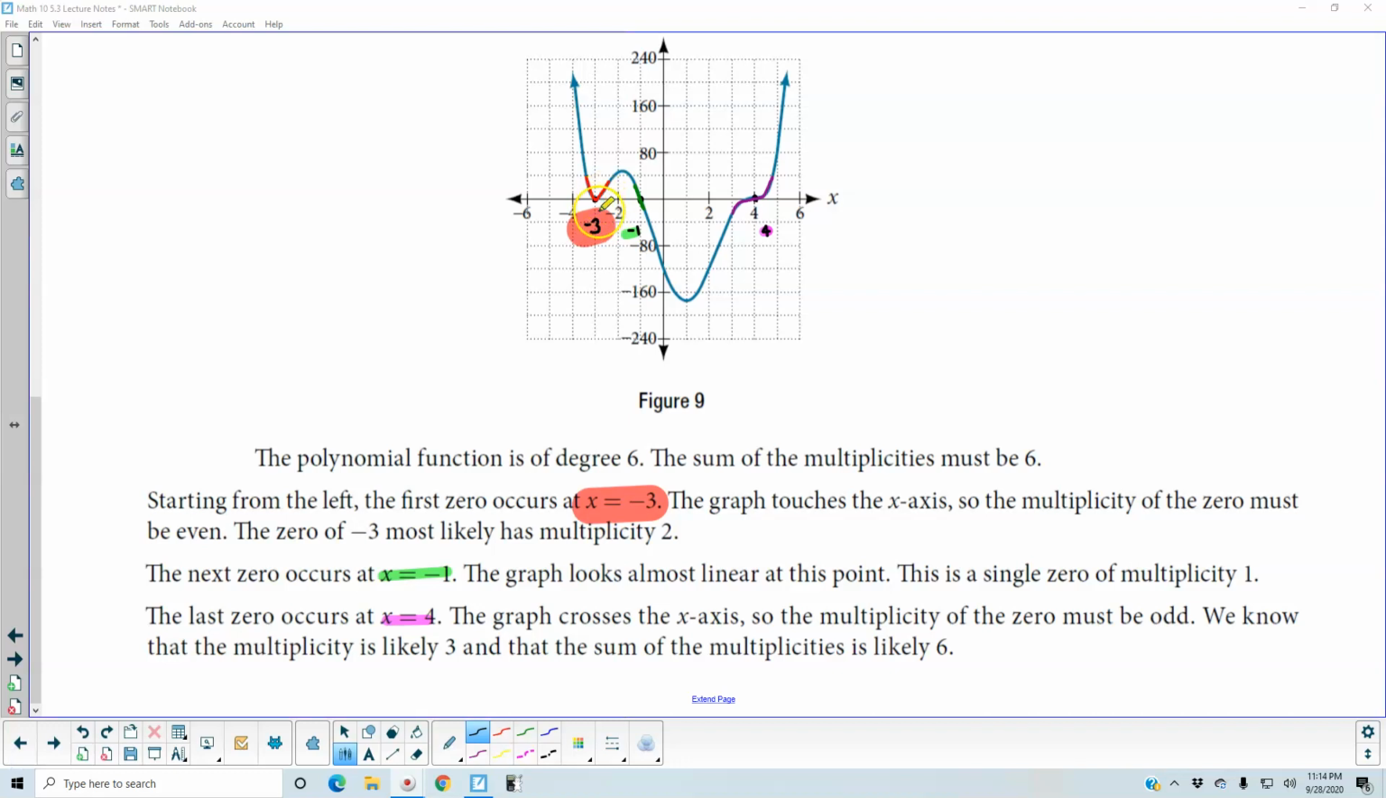And finally, let's go ahead and count. If this is a multiplicity of 2, this is 1, 2. Multiplicity of 1, that's 3. Multiplicity of 3 plus 3 gives you 6.